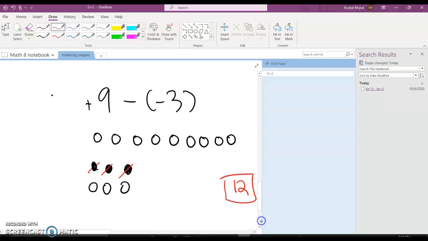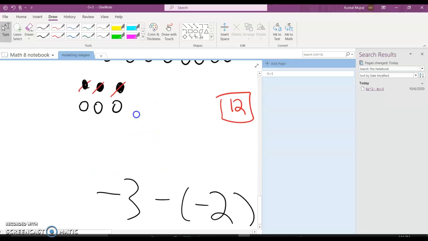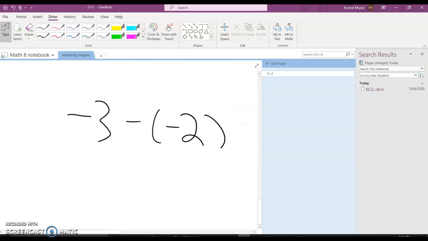The last question, I think. Let me just take a look. Yep, last question. Negative 3 minus negative 2. So you're going to start with 3 negatives, 1, 2, 3, and we have to take away 2 negatives. Now, we already have 3 negatives. We could just take 2 of them away, and we end up with 1 negative, right? So this equals negative 1. That's it.